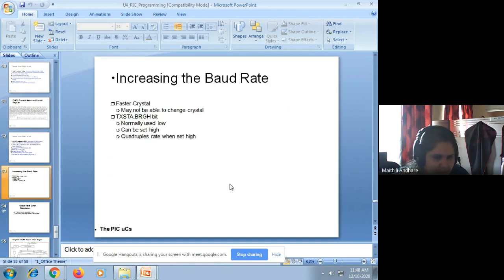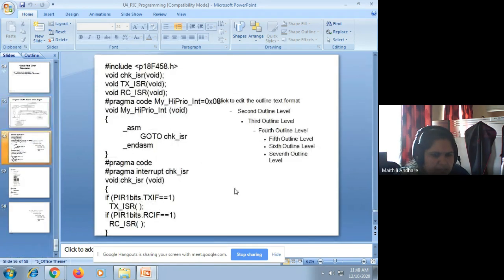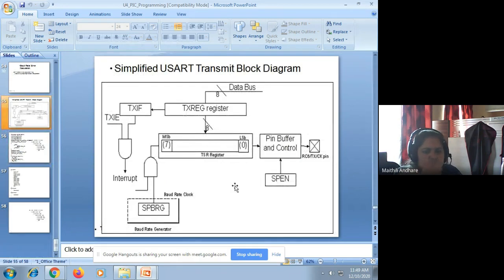Now lastly, I will show one diagram. This is the simplified USART transmit block diagram. This is the interrupt flag. This is the TXREG register where you load the data. This is the TSR register. This is an internal register, and it is not accessible to the user. The user cannot access this register. Then the SPEN serial port enable bit is available, and the pin is also available for transmitting.